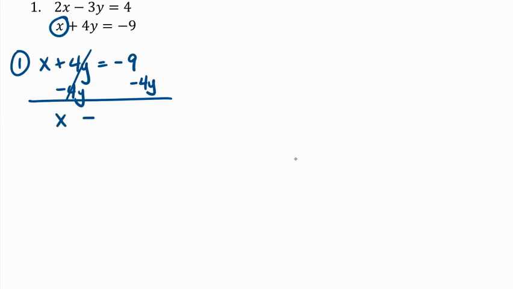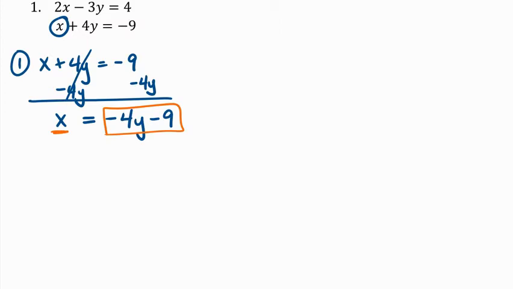I get x equals, and again, you can write it in either order, negative 4y and minus 9. This is negative, right? If it was positive, it'd be plus 9. Since that's a negative 9, it's minus. Okay, so then I've solved for x, and I got this for my x.